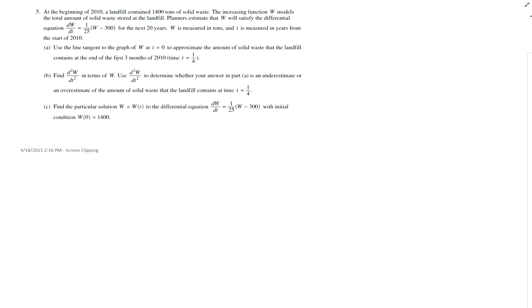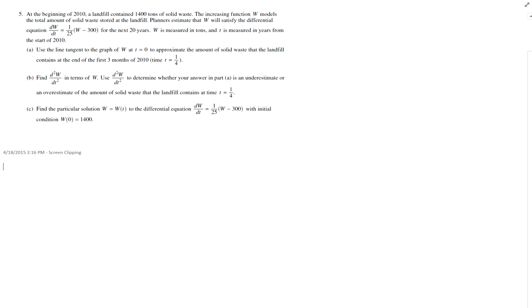Use the tangent line to the graph of W at 0 to approximate the amount of solid waste the landfill contains at the end of the first 3 months. I don't know W, so I'm going to use a tangent line and plug in t equals 1/4. Then it says find the second derivative, and see if it overestimates or underestimates. We know how to do that, talking concavity. And then I'm going to find a particular solution, so I'm going to solve the differential equation.